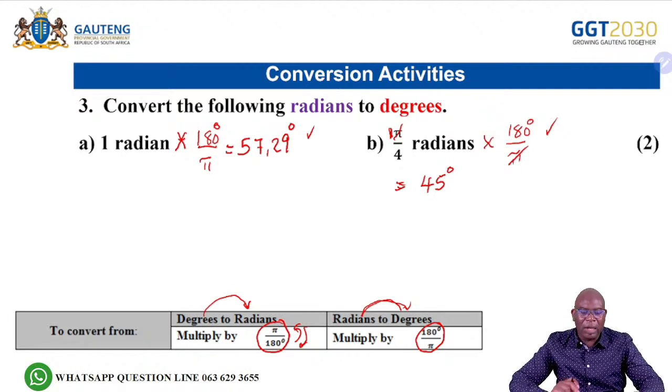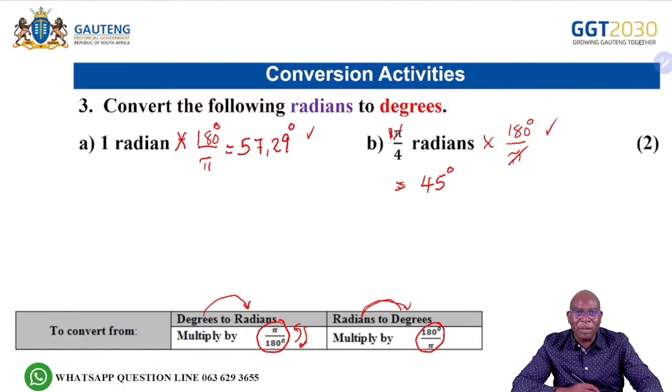Now let's get to the last conversions. In this case, it is the opposite of what we had. You're given a degree, you need to change it to radians. Very important, because most of the time in the exam questions, you are given the degrees, then you must always change them to radians.